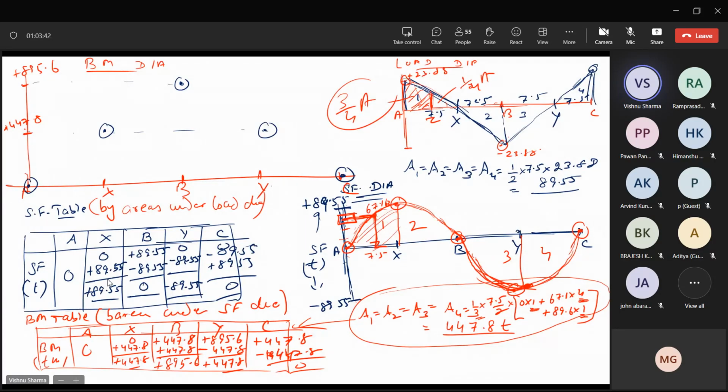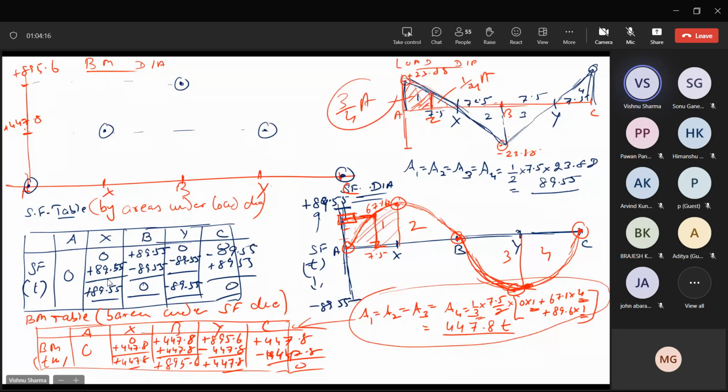If in this SF diagram I was to replace this curve with a straight line, I'm not saying replace it, please don't misunderstand me, I'm just giving you a tip. Will this result in a triangle from vertex to base or base to vertex? From A to X, it will become vertex to base.